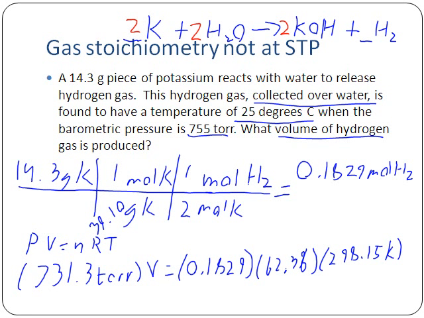And so we'll take our original moles here, which was the 0.1829, and then times 62.36, then times the 298.15, divided by the one that's over there on the left, the 731.3. And doing so gives us a total volume of 4.6500 moles, sorry, liters, my bad.